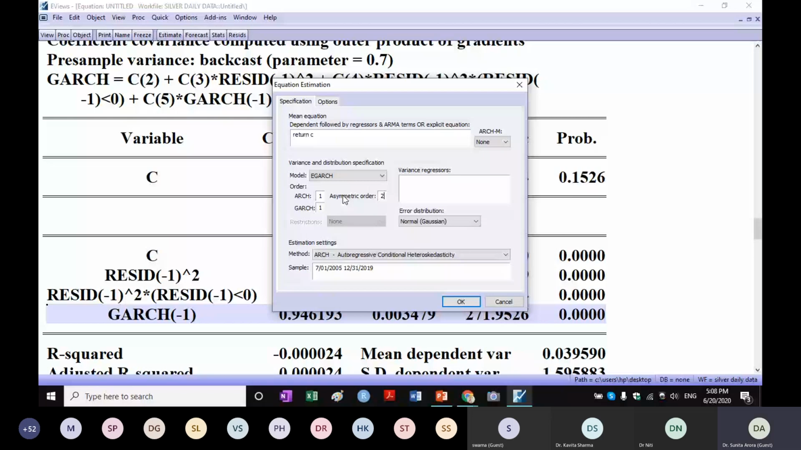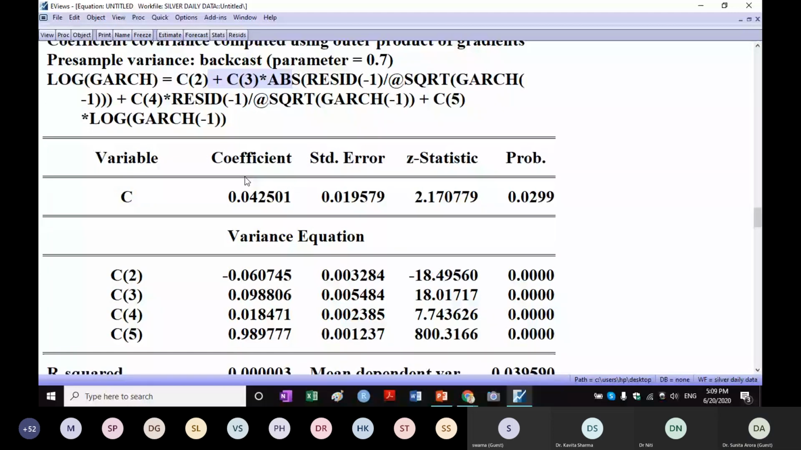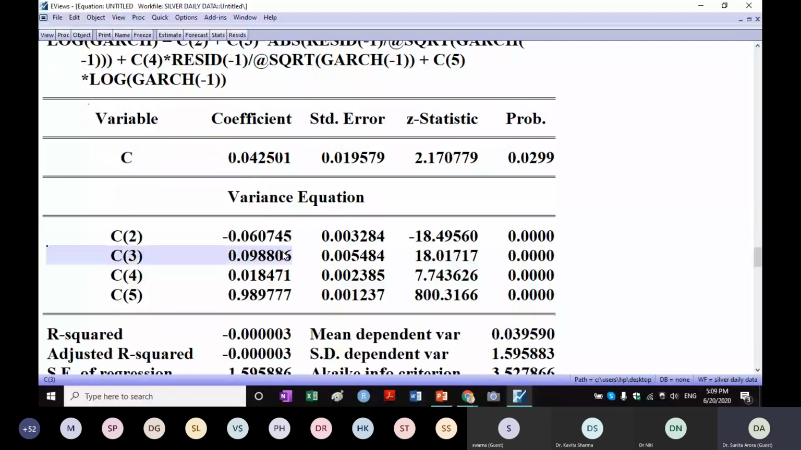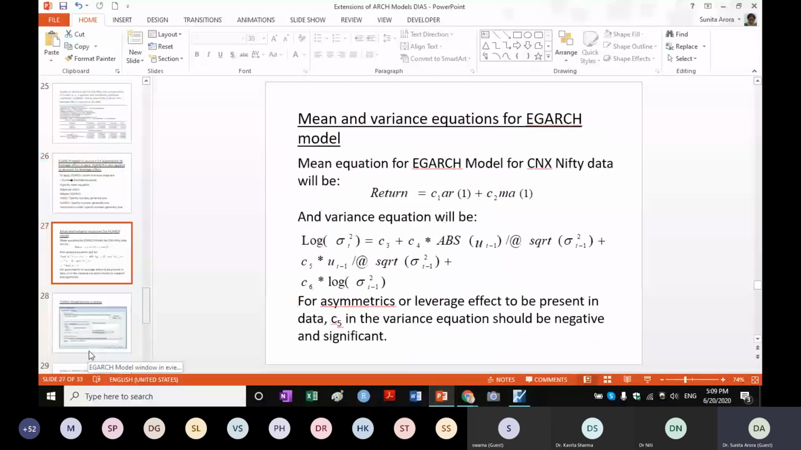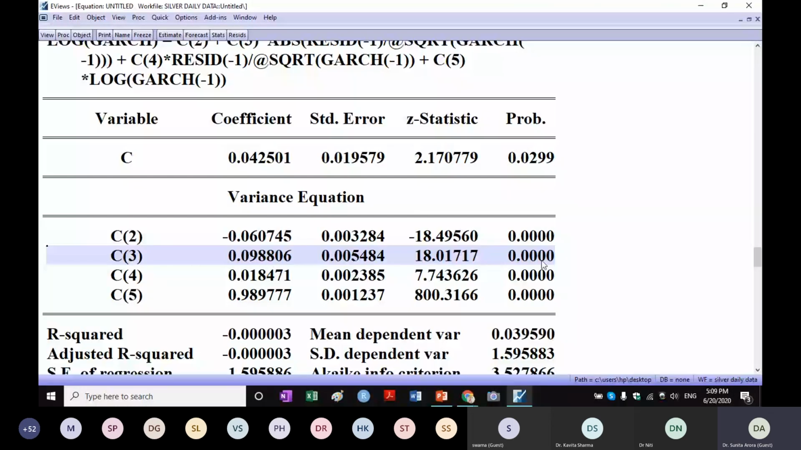Here, for this term C3, we expect it to be significant. We expect E-GARCH for asymmetry to be present. C5 in the variance equation should be negative and significant. In TARCH we expect this positive and significant, and in E-GARCH we expect it negative and significant, but it is positive and significant. Again, it is confirming the result of TARCH that positive news impacts volatility more than negative news.